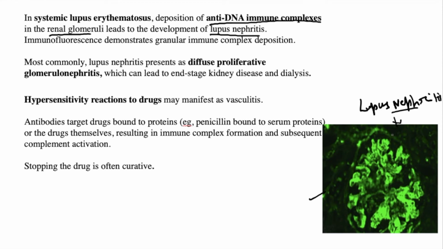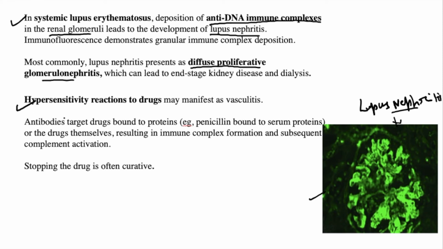This is lupus nephritis, a very important clinical entity. It is an immunofluorescence picture. Most commonly, lupus nephritis presents with diffuse proliferative glomerulonephritis. Another important clue for the diagnosis of lupus nephritis we will study in the renal system. One example of hypersensitivity was SLE for the immune complex mediated vasculitis.